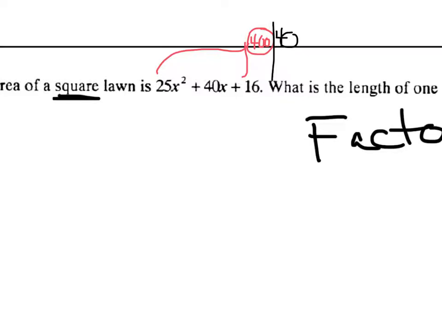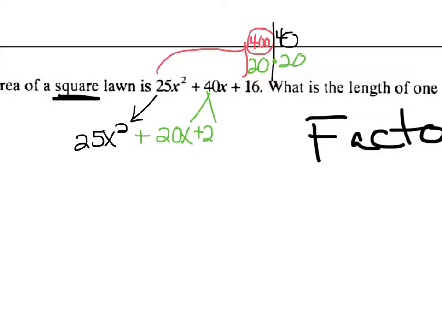Well, since I know that my parentheses need to be the same at the end, I know that the only way that happens is when the factors are the same. So I need to figure out what number times itself is 400. Or in your calculator, you could take the square root of 400 if you don't know what that is. And that ends up being 20. So 20 times 20. So now we bring down 25x squared. Split the 40x into 20x plus the other 20x. And then bring down the plus 16.